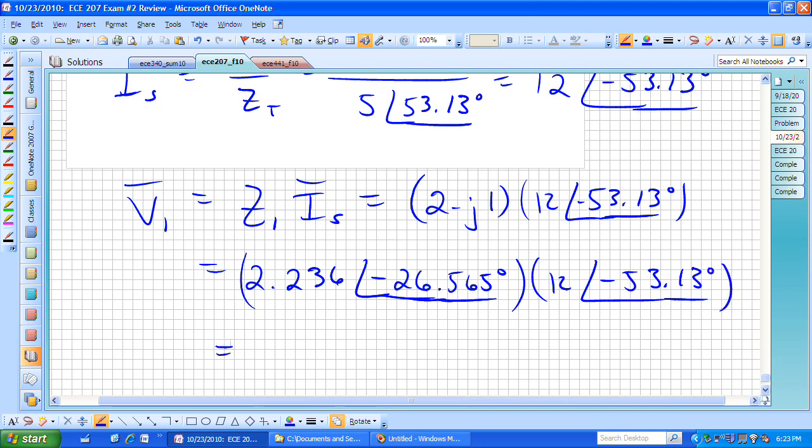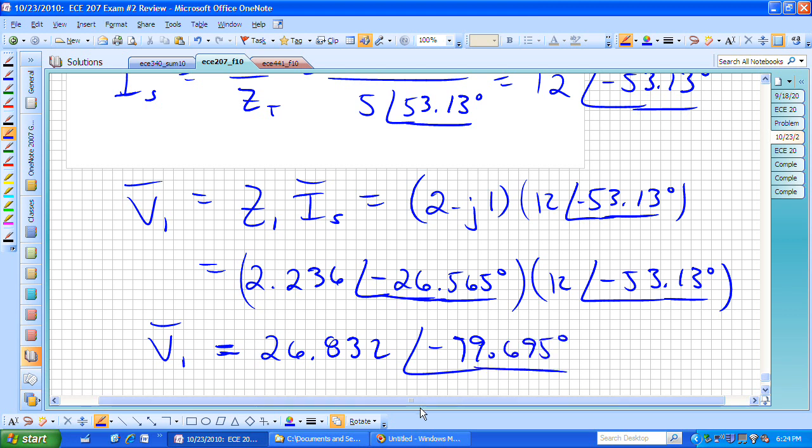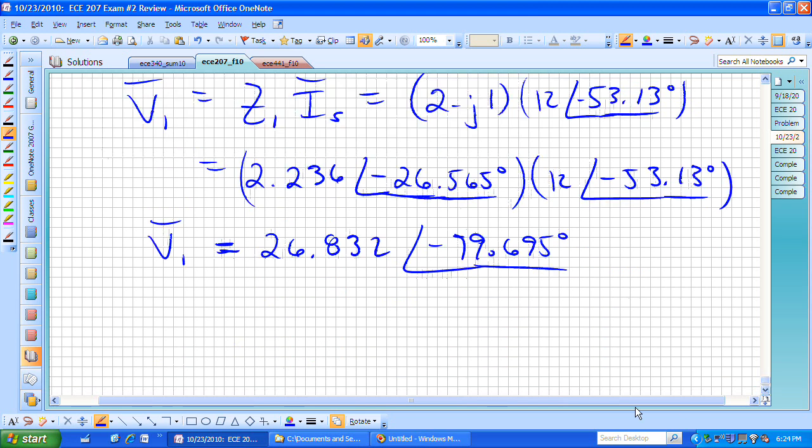That now is multiplied by our current. Now we can take the product of the magnitudes and add up our angles to obtain a phasor voltage drop across load 1 from left to right using the passive sign convention: 2.2 times 12, a little bit more than 24, or 26.832, at an angle that's the sum of 26 and 53 in the negative direction, since they're both negative, and that's minus 79.695 degrees. That's now our voltage V sub 1.